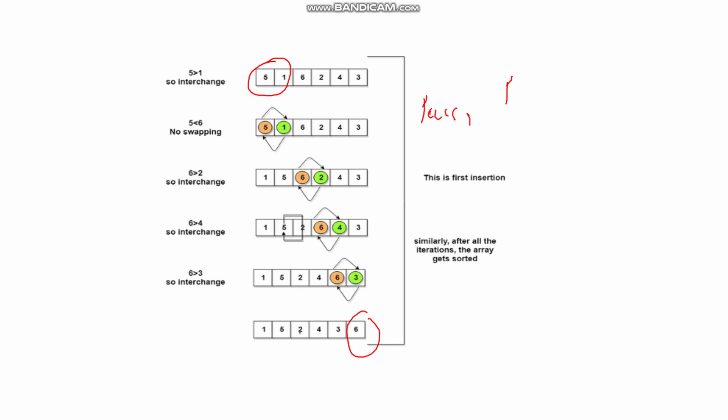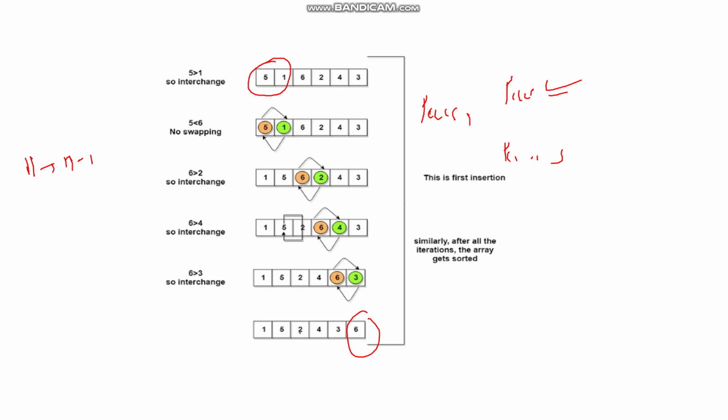Next, during pass 2, the second highest value will be set at the end. During pass number 3, the third highest value will be set at the end. Whenever there are n elements, we have n minus 1 passes.